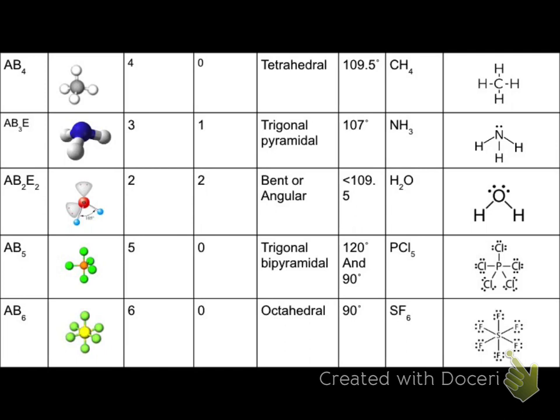The bond angle for this is 107 because that lone pair that's on the top pushes a little more and deforms the 109.5 from the tetrahedral into a 107. And you can see NH3 on the side there as our example of this type of molecule.